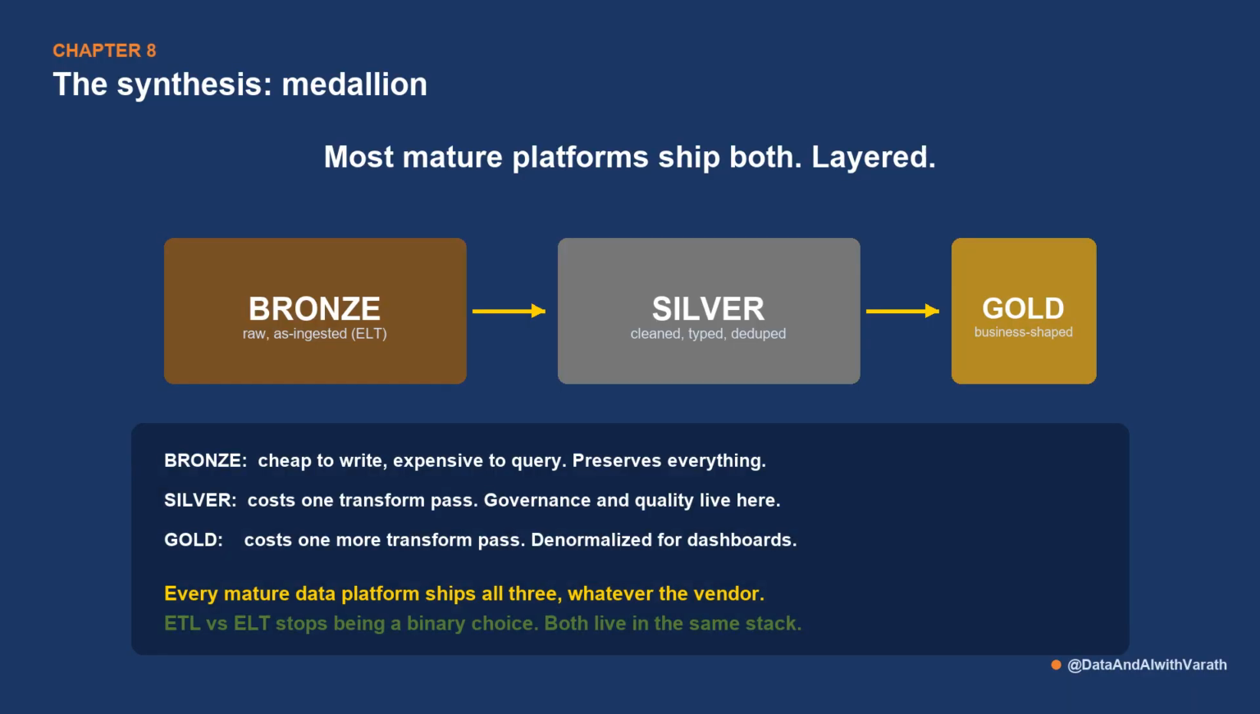Most mature data platforms ship both. Layered. Bronze holds the raw as-ingested data. Cheap to write, expensive to query, preserves everything. Silver holds cleaned, typed, deduplicated tables. One transform pass on top of bronze. Governance and data quality live here. Gold holds business-shaped tables. One more transform pass, denormalized for dashboards and reports. Every mature platform ships all three. ETL versus ELT stops being a binary choice. Both patterns live in the same stack.